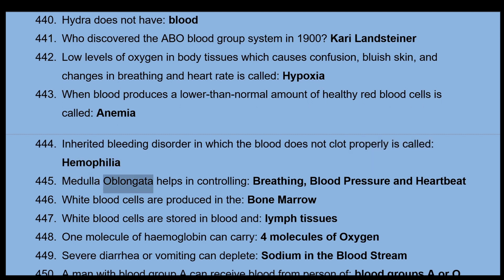Medulla oblongata helps in controlling breathing, blood pressure and heartbeat. White blood cells are produced in the bone marrow. White blood cells are stored in blood and lymph tissues. One molecule of hemoglobin can carry 4 molecules of oxygen. Severe diarrhea or vomiting can deplete sodium in the bloodstream.